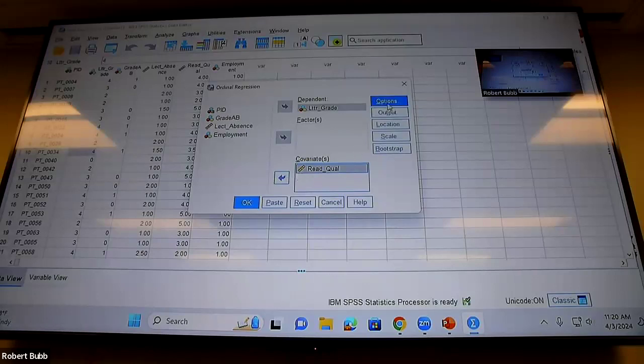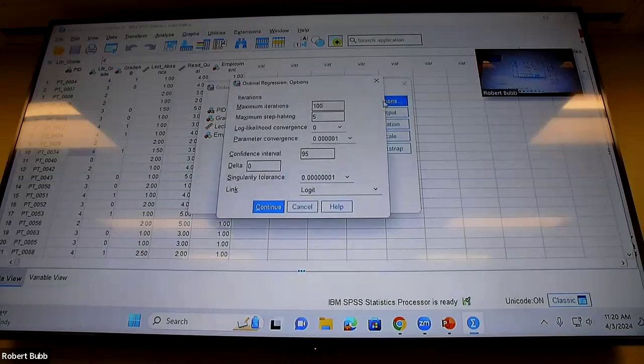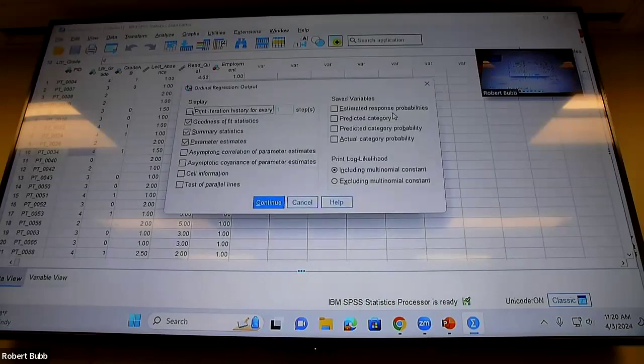I don't think we do a whole lot over here. I'm just going to go through these really quick. If you wanted to get your predicted category or the predicted probability, you could check those and it would create columns in your data tab for them. It's interesting to look at, but it's not particularly useful. I guess if you're looking to predict little Timmy as an individual and his probability of getting an A or B, that might make sense. But if you're just generally interested in the variables and whether they're related, then it's not useful to you.